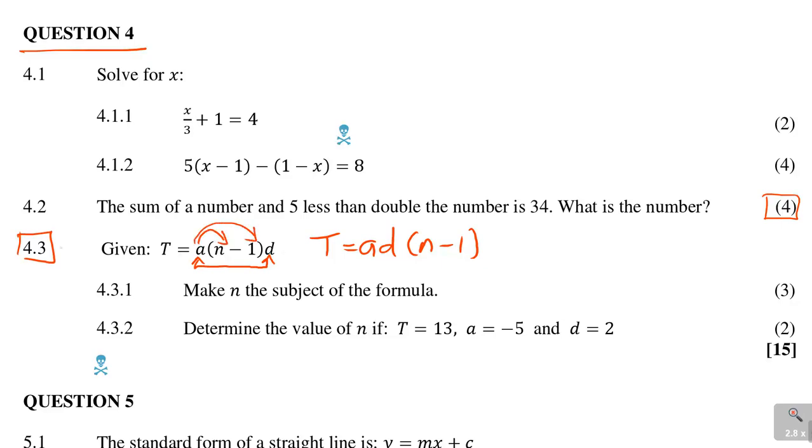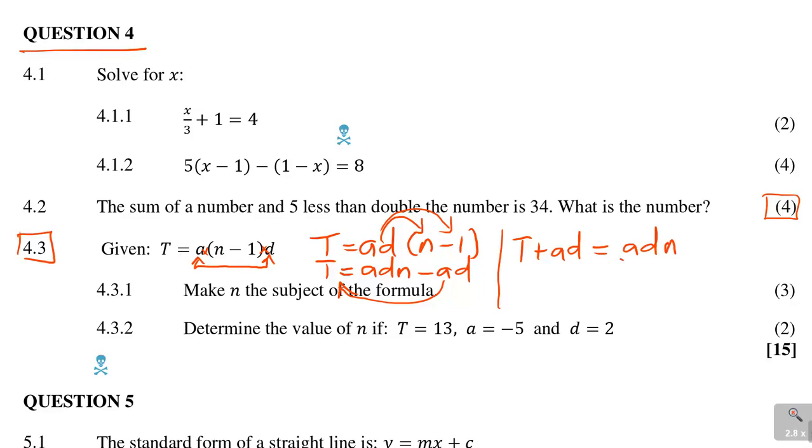But what are we going to do to d? You must bring first a and d together, because d is multiplying and a is multiplying, so they are all together. Then you can multiply if you want to do that. It will be t is equal to adn minus ad. Then after that, take that one to the other side. You have t plus ad is equal to adn.